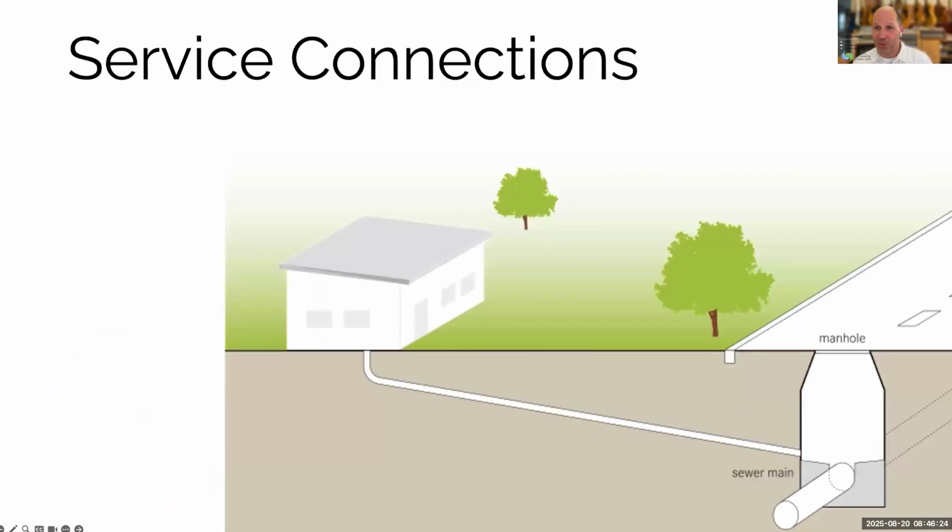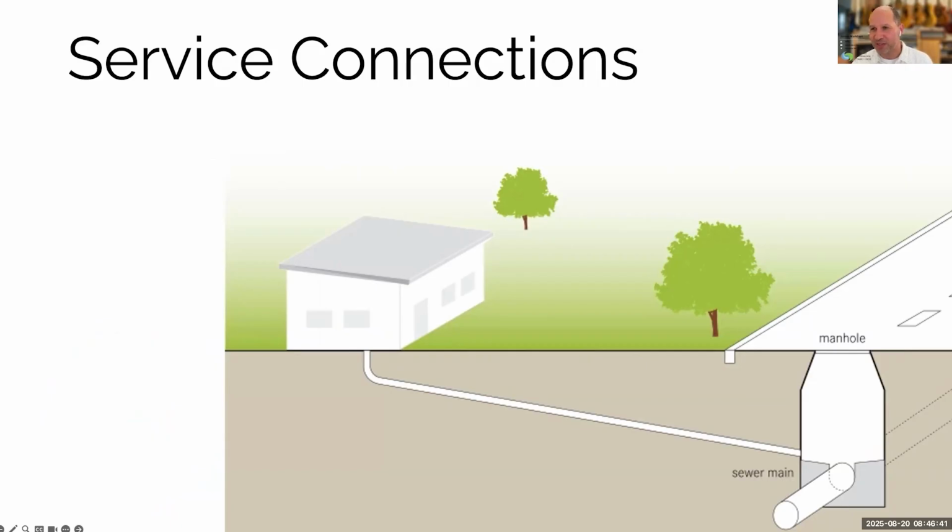Moving on to service connections, we're kind of working our way backwards up to the houses. They're basically very, very similar and follow all the same general characteristics that our main sewer lines do. They're going to be sloped downhill.